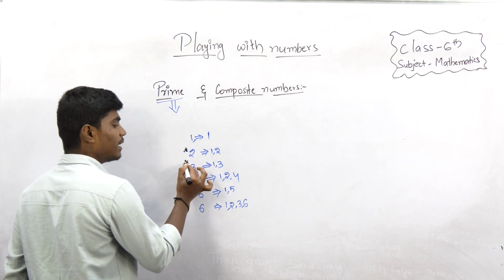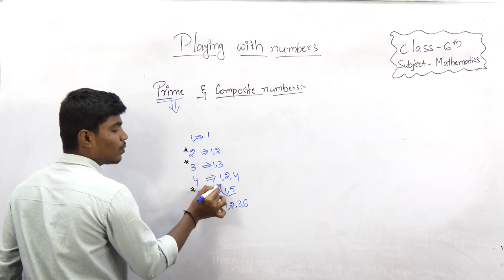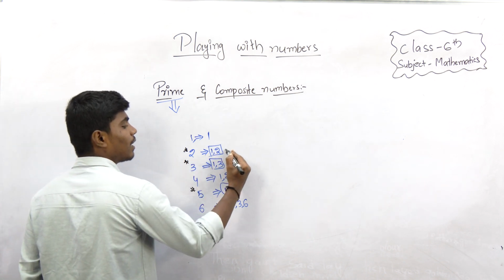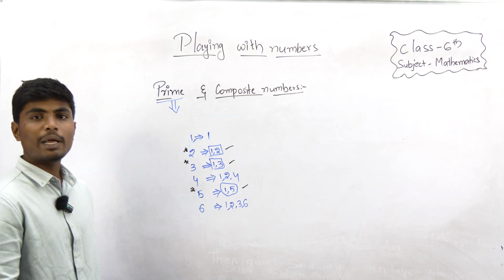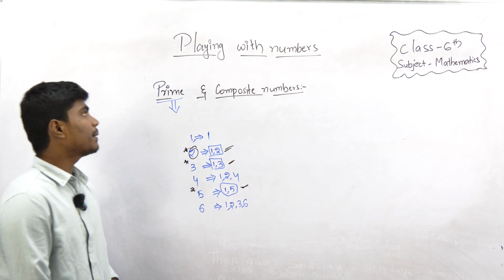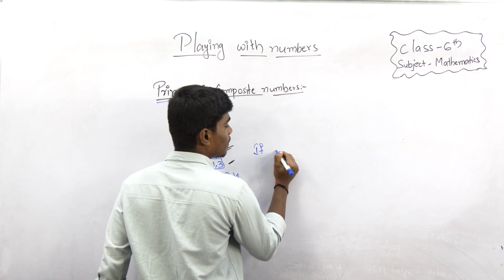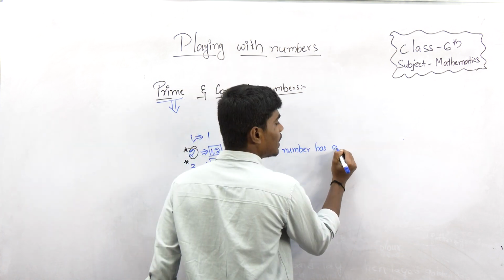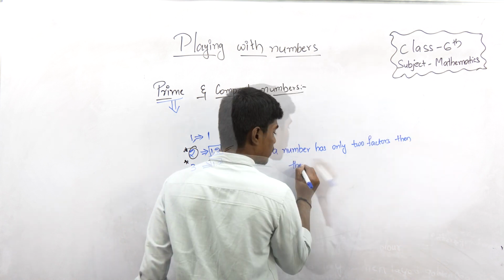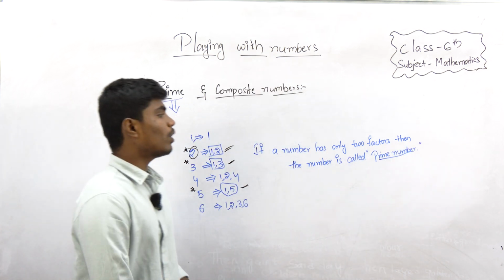If you observe 2, 3, 5, there are only 2 factors. So these are called prime numbers. What are prime numbers? If a number has only 2 factors, then the number is called a prime number.